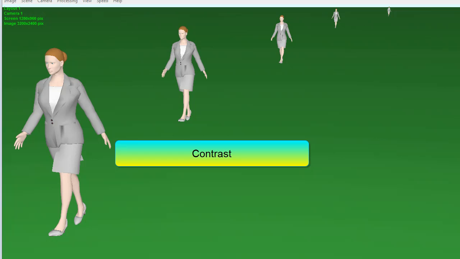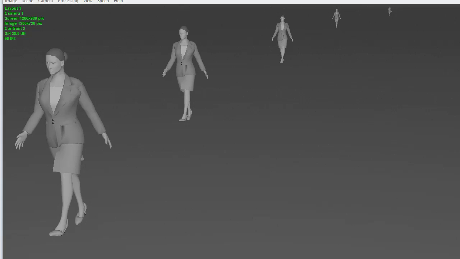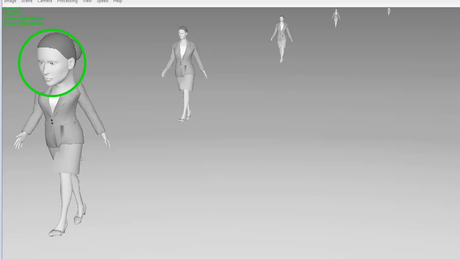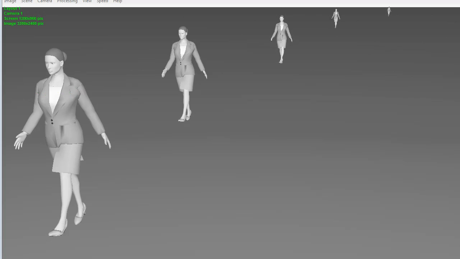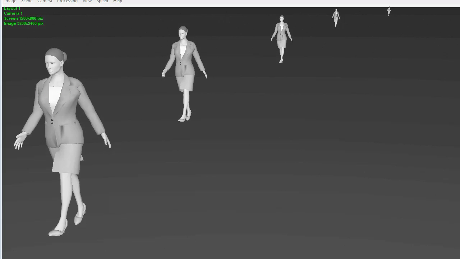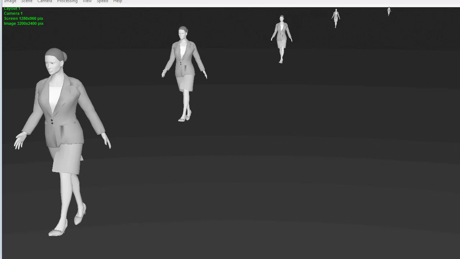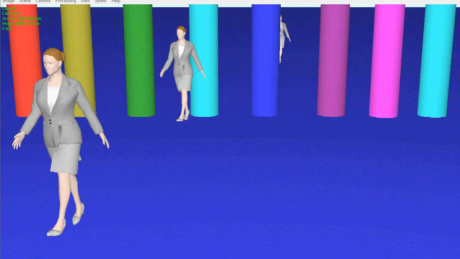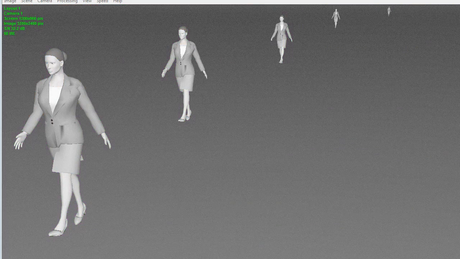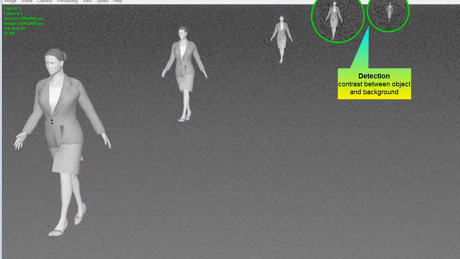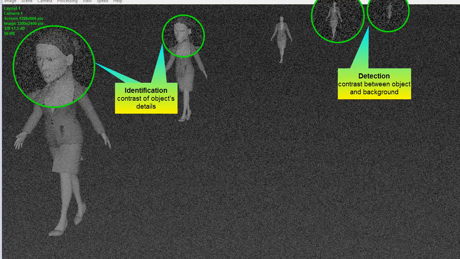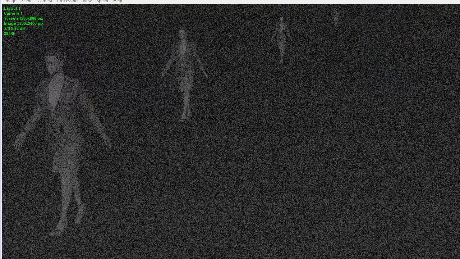Contrast. The contrast on the image is the range of brightness on the entire image, on a separate area of the image, or of an object on the image, or the brightness difference between an object and the background. On the black and white image, only the luminance contrast is important. On the color image, the color contrast has value. For purposes of detection, the contrast between object and background is important. For identification, the contrast of details of the object itself is the most important.